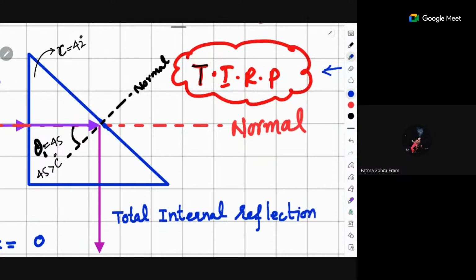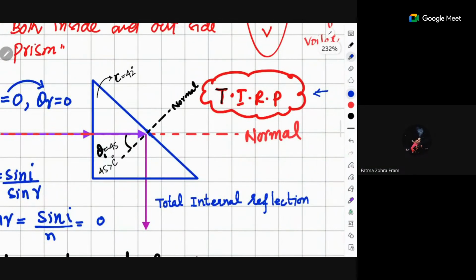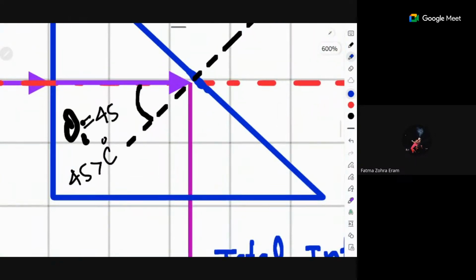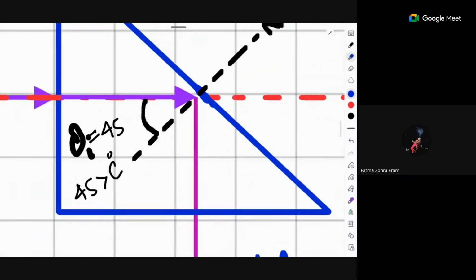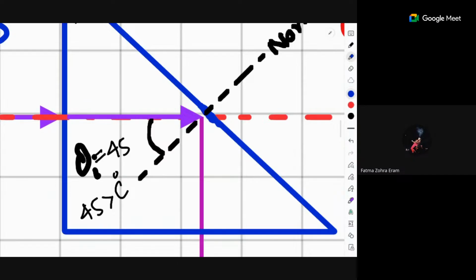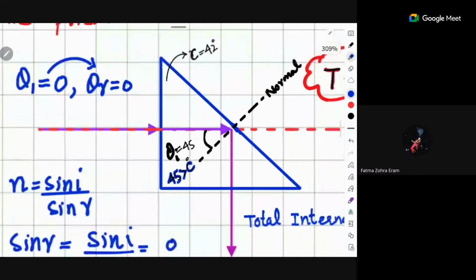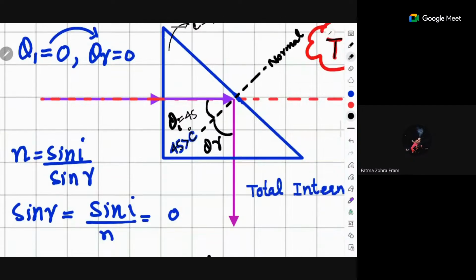Yes, clear, sir. The reason behind that is that the angle of incidence is greater than the critical angle, and once the angle of incidence is greater than the critical angle, instead of getting refracted, the light is reflected back. And what is the rule of reflection? The angle of incidence will be equal to the angle of reflection. So this will also be at 45 degrees.